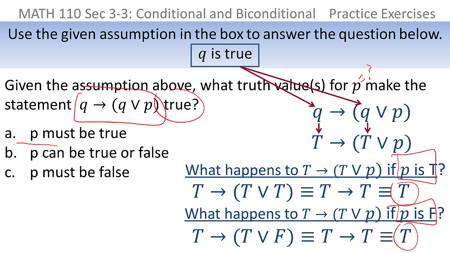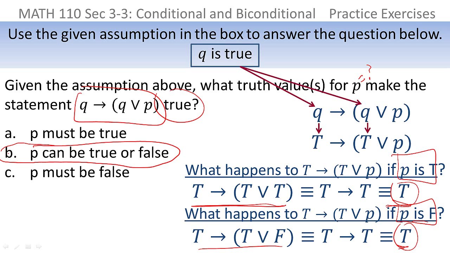So the answer to the question is choice B. P can either be true or false. If P is true, this statement comes out to be true. If P is false, this statement comes out to be true. So it doesn't matter. If I know that Q is true, it doesn't matter whether P is true or P is false. Either case, the given statement comes out to be true.